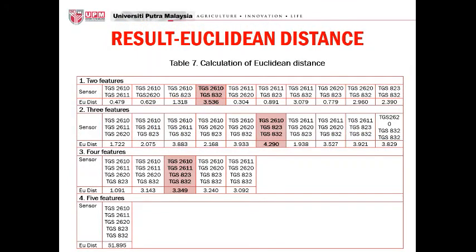Based on this result, you can see that the combination of the 5 sensors shows the highest value of distance, which indicates better separation of the data to classify the species. So this combination of 5 sensors was selected as the input for the classification.